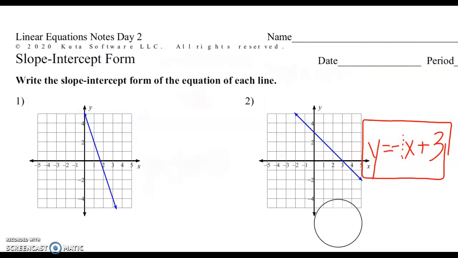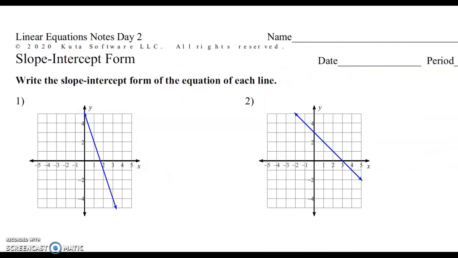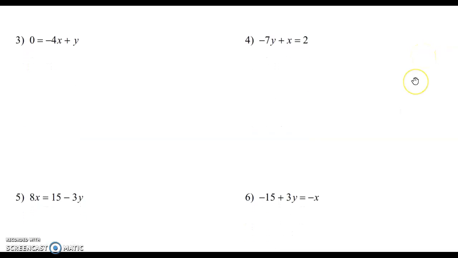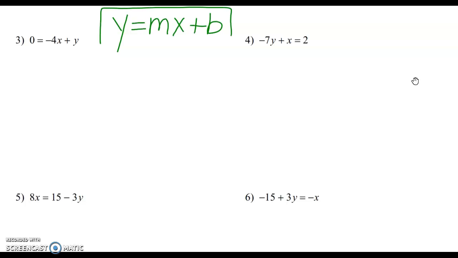So the next thing we're going to focus on is getting into that slope-intercept form. So we're going to solve our equations for y. Right? Slope-intercept form is y equals mx plus b. So it's solving for y, just like you've done time over time. And again, you're solving, asking yourself, what's keeping y from being alone? How do you move it?